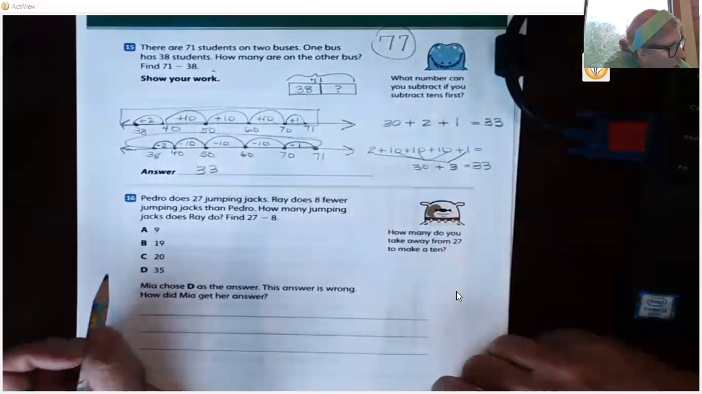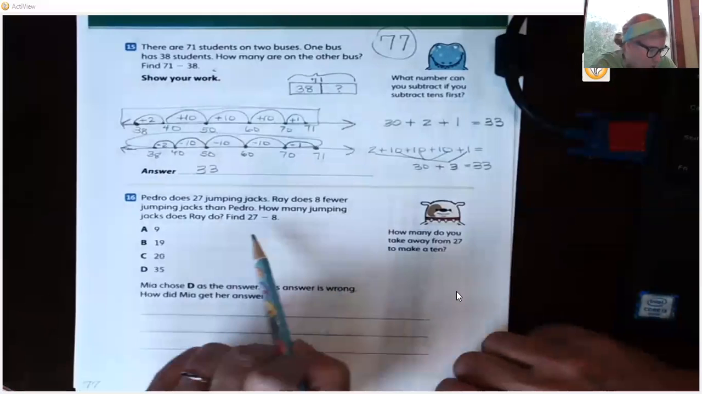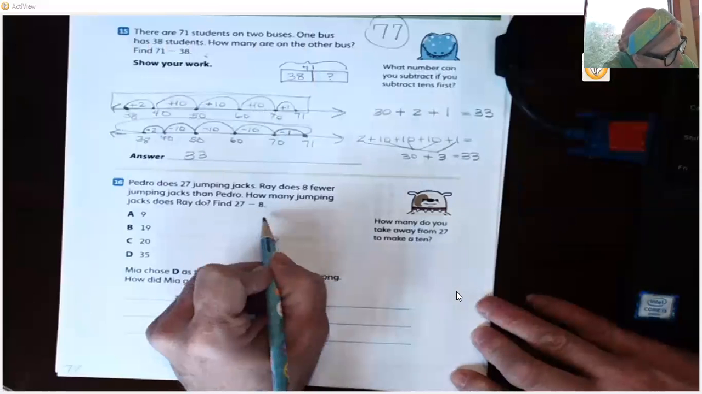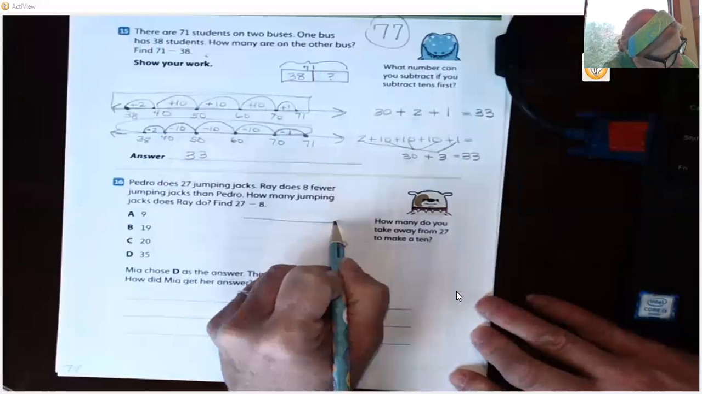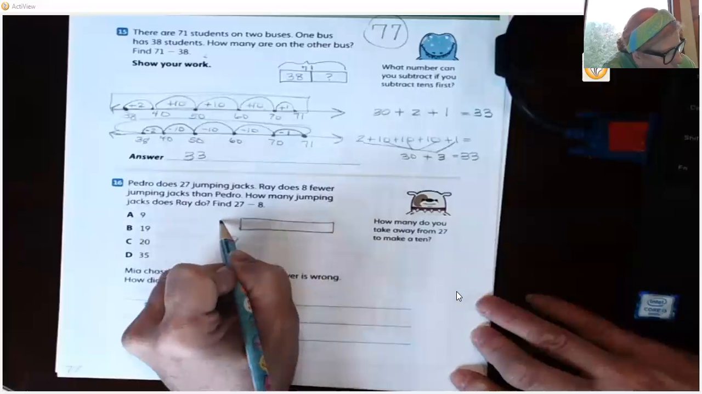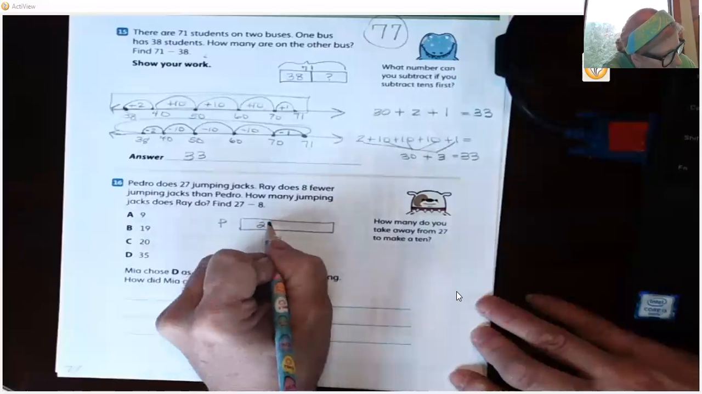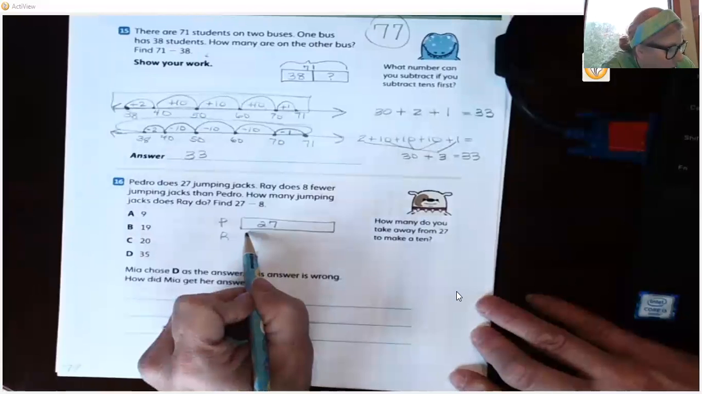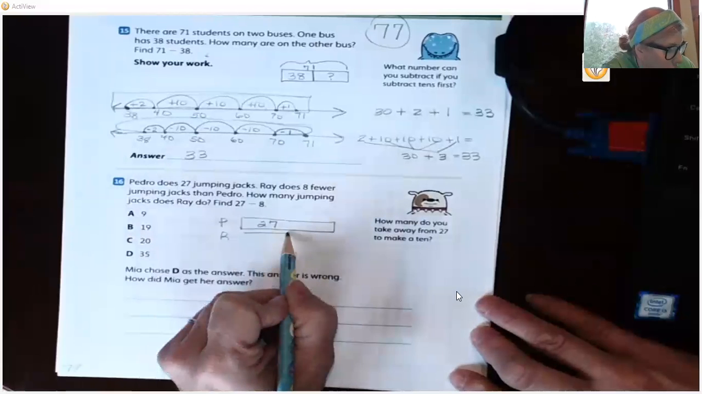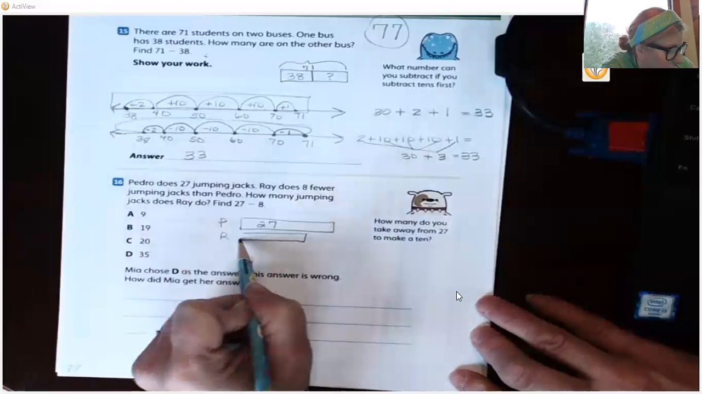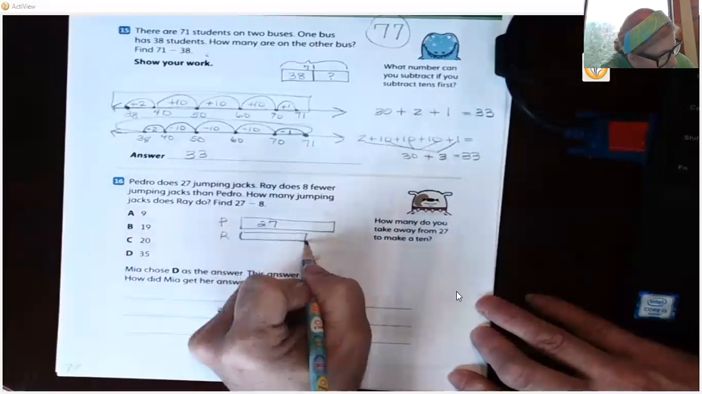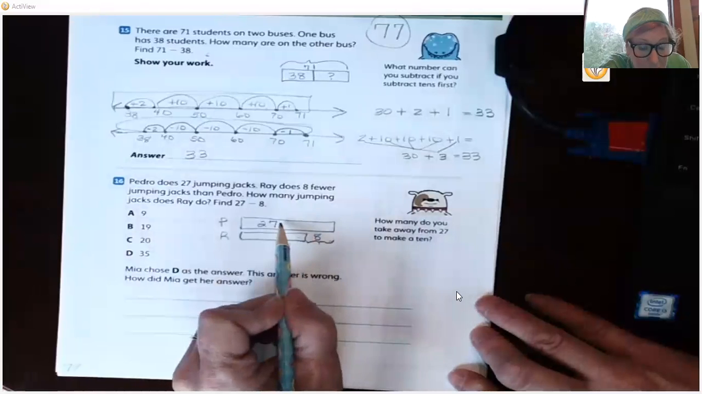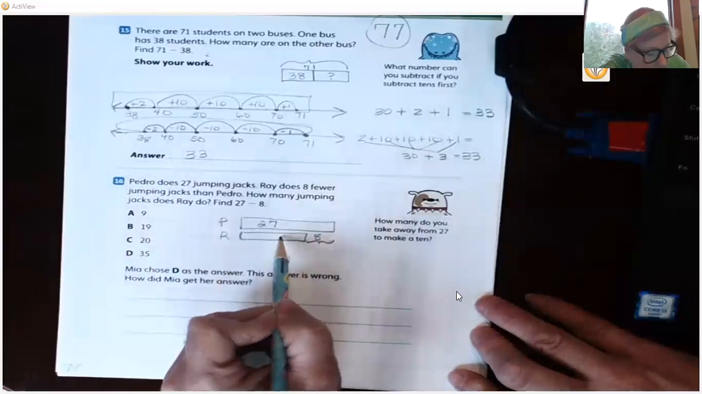Okay, and now we are back. So he does 8 fewer. So I'm going to show you the picture. This is more like a bar. So this would be the amount that Pedro did. So Pedro does 27, and Ray does 8 fewer. So he does most of what Pedro did, but Pedro actually does 8 more. Ray does 8 fewer, so 8 less than Pedro, which means Pedro did 8 more than Ray.